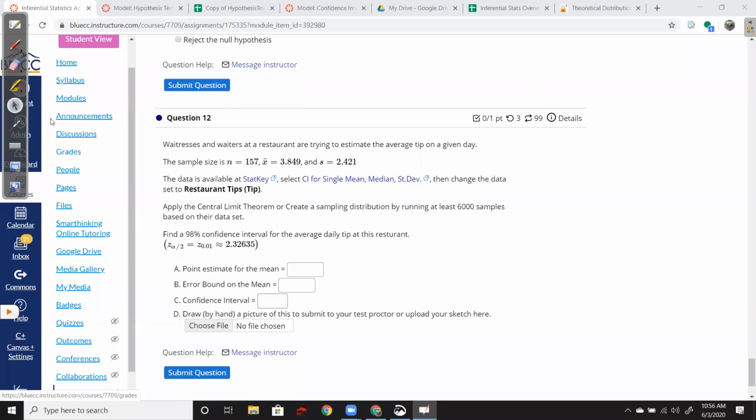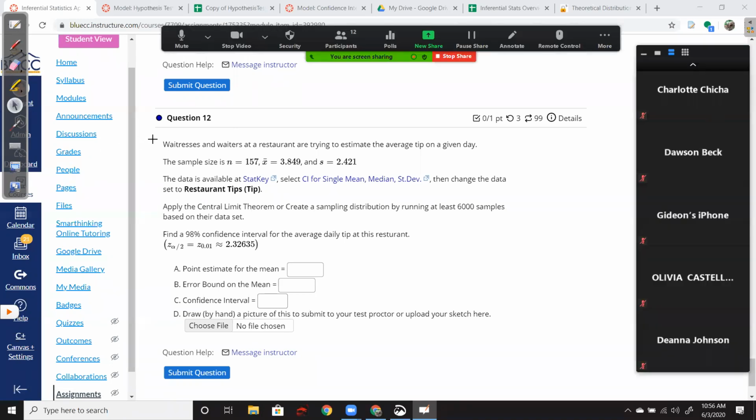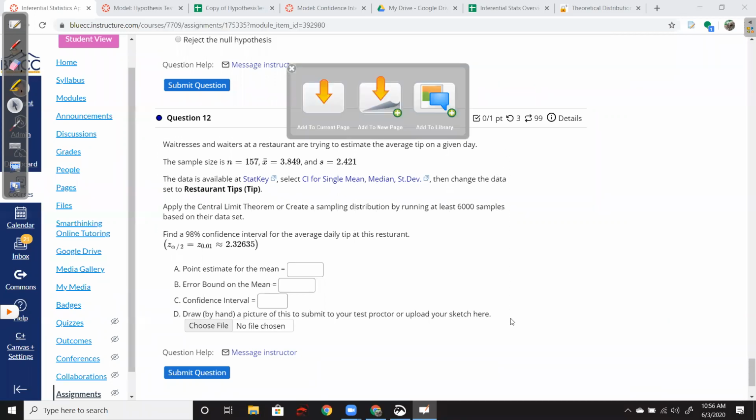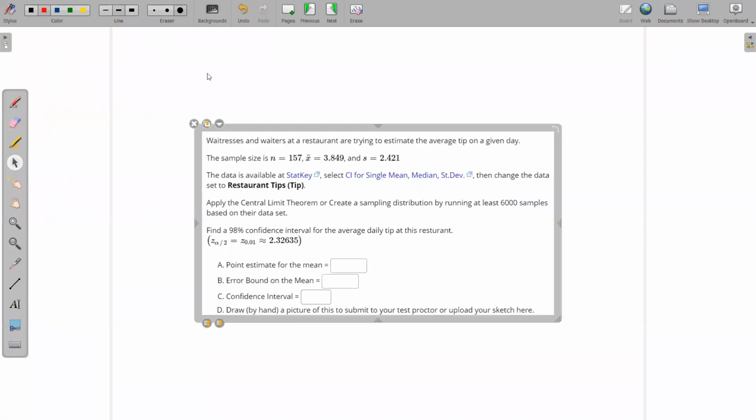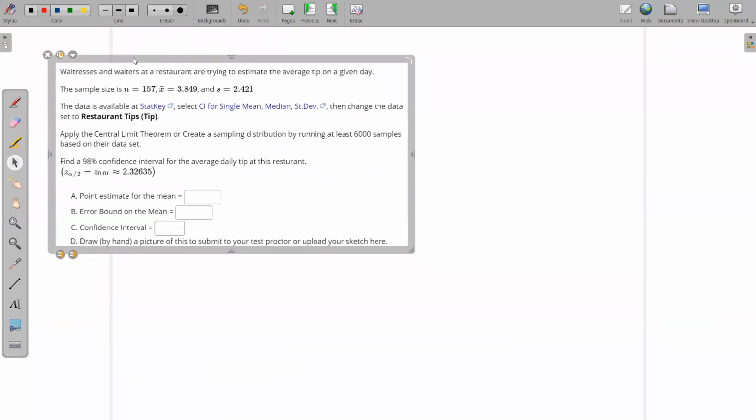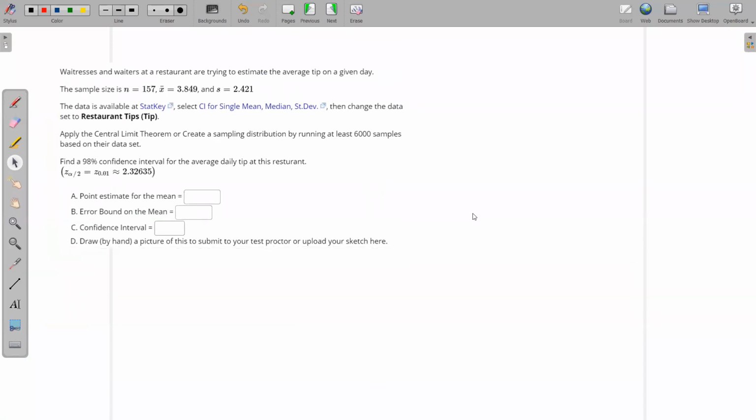All right, so application number 12, week 9. And let's copy the whole thing in. All right, so confidence interval is what we're doing here, and it is a mean.